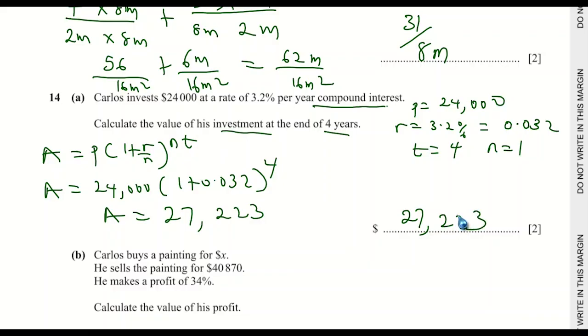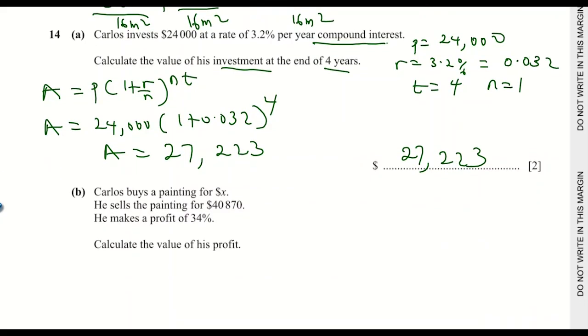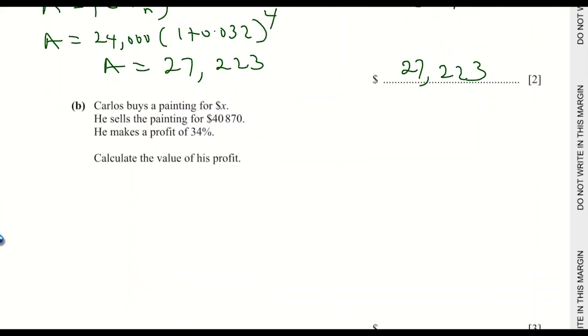Okay, so part B. Carlos buys a painting for X dollars. He sells the painting for $40,870. He makes a profit of 34%. Calculate the value of his profit. The easiest way to do this: he buys it at X dollars, that is the cost price. Remember, the cost price is always 100%. That is the cost price.